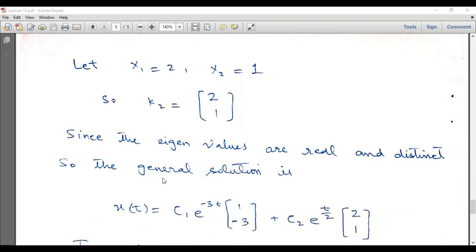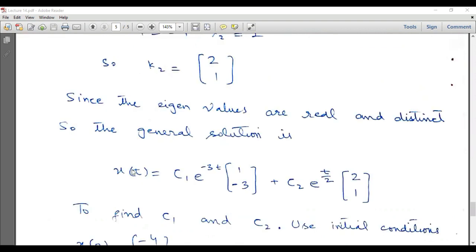Now the general solution will be in this form. x(t) is equal to c1 e raised to power minus 3t times the vector 1, minus 3, plus c2 e raised to power t by 2. Here 1 by 2 is the second eigenvalue, minus 3 is the first eigenvalue, and the corresponding eigenvector of minus 3 is 1, minus 3, and the corresponding eigenvector of 1 by 2 is 2, 1.